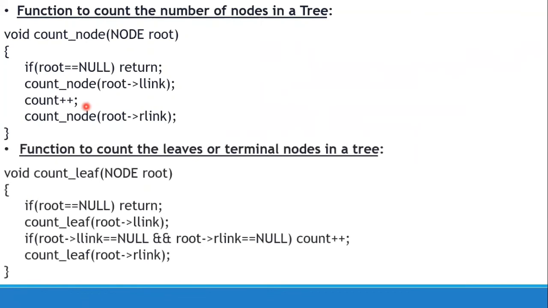Next is to count the leaves or terminal nodes in a tree, or the last nodes in a binary search tree. In the previous case, we visited each node in a given tree, whereas here a leaf is encountered by the count update. A leaf or a terminal node is the one which has an empty left and empty right child. The variable count can be a global variable, and it is initialized to 0 to start with. The function to count the leaves or terminal nodes in a tree is here.